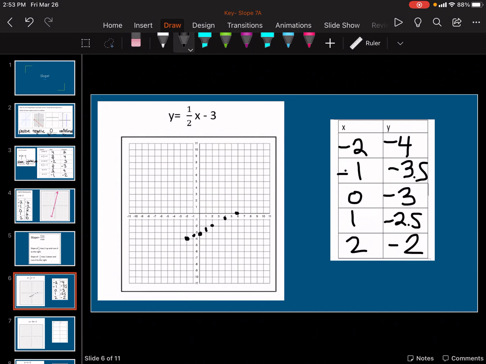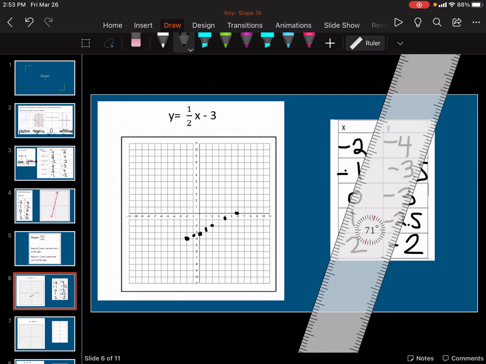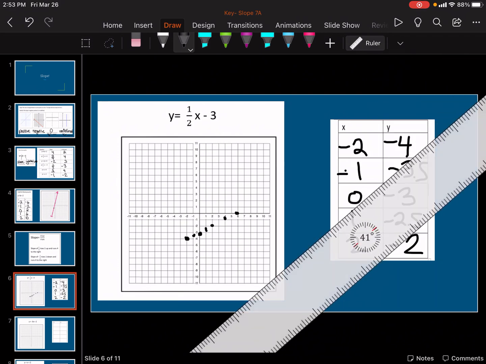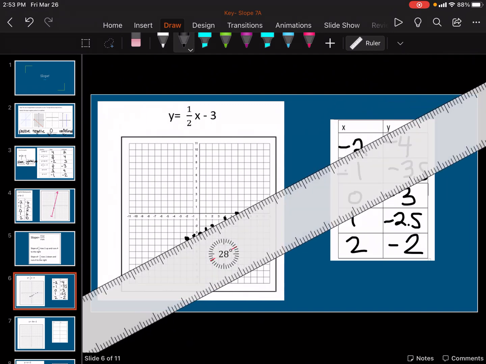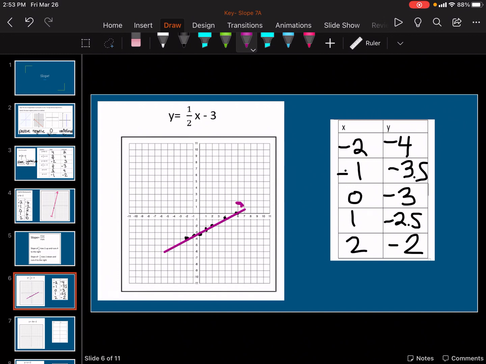Okay, so again, you can do the rise over run. Take your ruler, line them up. This has a slope of 1/2. Notice the last time we had a slope of 4. This is not as steep.